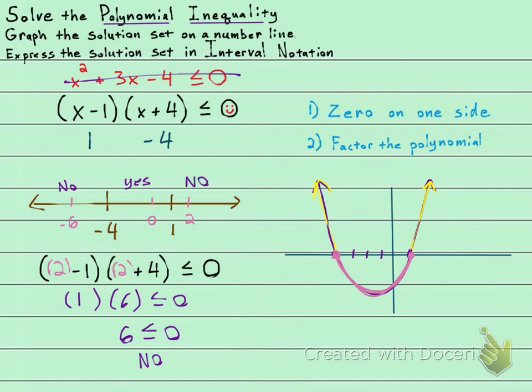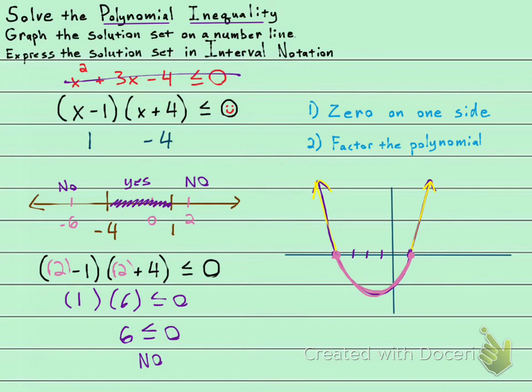So looking on the number line, what is my solution set? My solution set is this interval right here in the middle. It's everything from negative 4 to 1. Right? Nothing out here will work. Nothing over here will work. So the last thing I need to figure out is what to put on the negative 4 and what to put on the 1. Is it a parenthesis or a bracket?